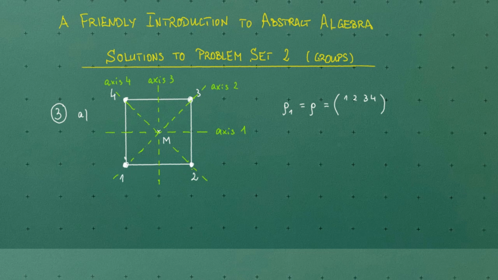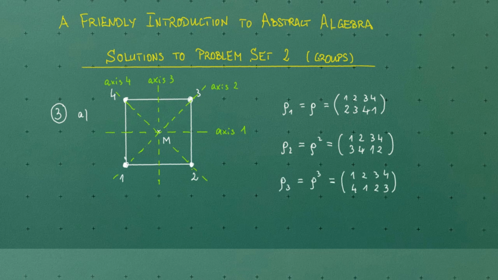And then, of course, 1 goes to 2, 2 goes to 3, 3 goes to 4, and 4 goes to 1. Then rotating by 180 degrees, which is nothing but applying rho twice, so rho squared: 1 goes to 3, 2 goes to 4, 3 to 1, and 4 to 2. And then rho to the third power is the same as rotating by 270 degrees, and then we get this permutation here. Then I have the reflections about these symmetry axes.